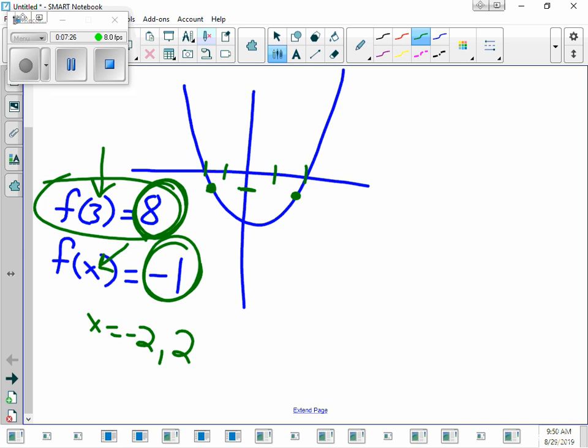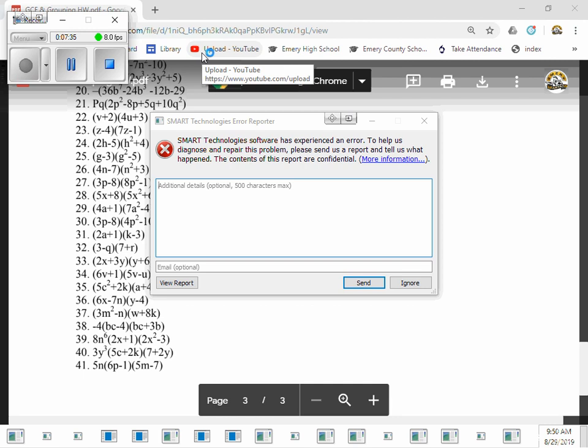Okay. And then the last set, I'm going to take a picture of this one. We have a bunch of equations to look at.